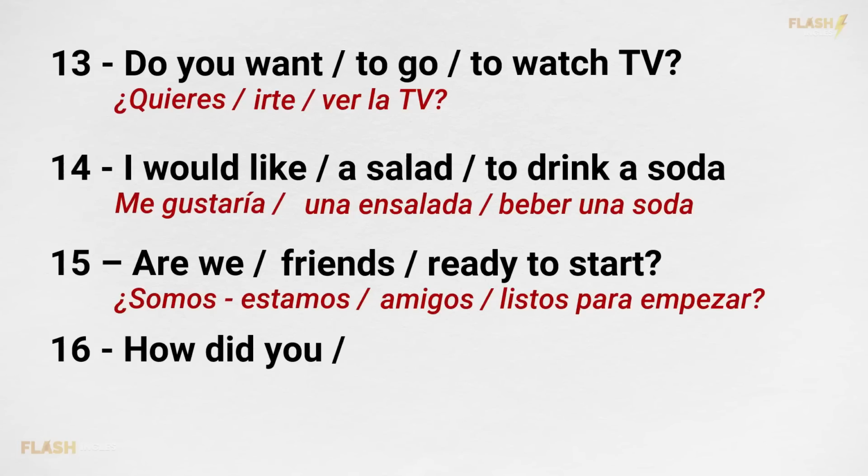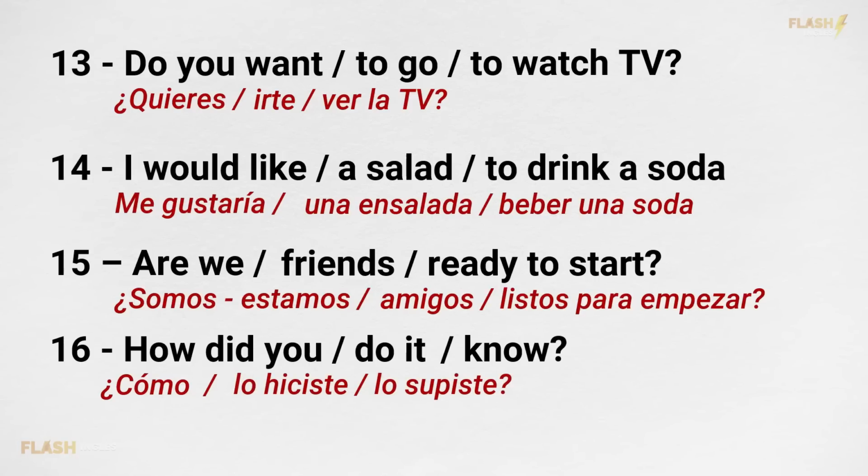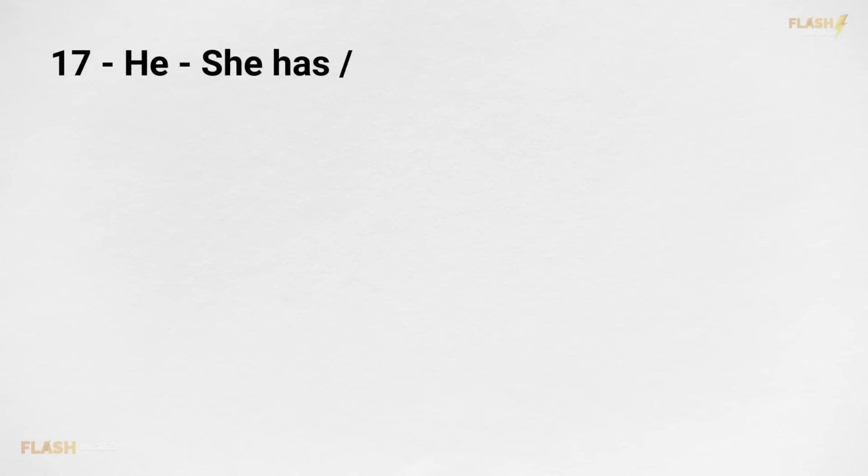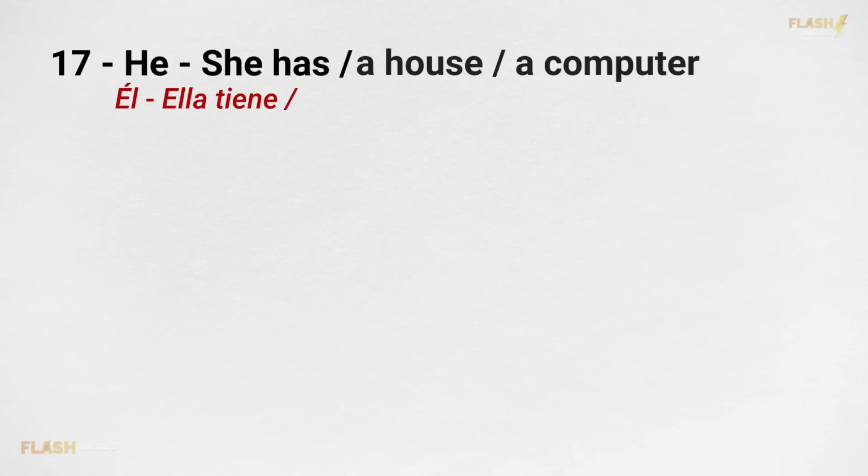How did you? ¿Cómo? How did you do it? ¿Cómo lo hiciste? How did you know? ¿Cómo lo supiste? Número 17. Volvemos a usar estos dos pronombres. He, she, has. Él, ella, tiene. He, she, has a house. Él, ella, tiene una casa. He has a computer. Él tiene una computadora.